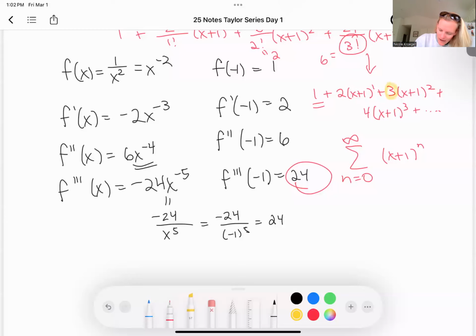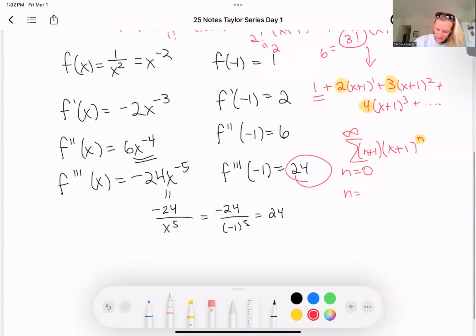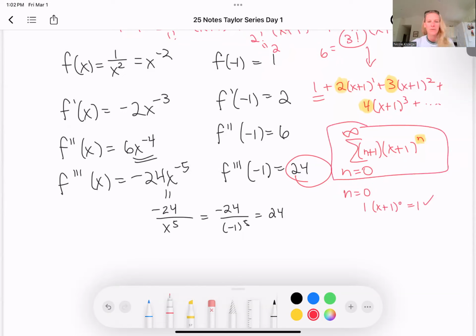So it looks like this number out front is 1 more than what the exponent was. So my number out front needs to be n plus 1. Okay, that's going to work for all those terms except for the first term. Let's check and make sure it works when n is 0. So if n is equal to 0, we're going to have 0 plus 1 is 1. X plus 1 to the 0th is 1. So we're getting 1 out. So that works for the first term, and it should work for other terms as well. So that is our general series.